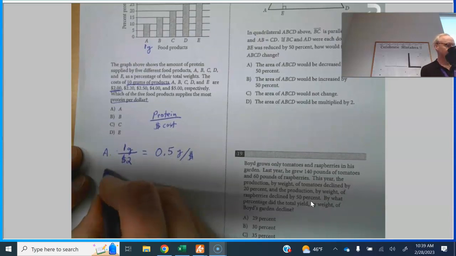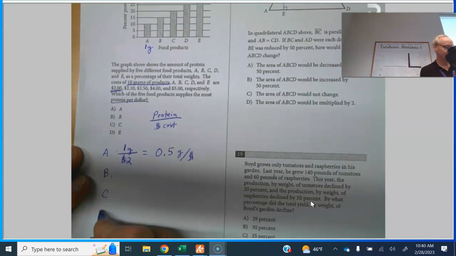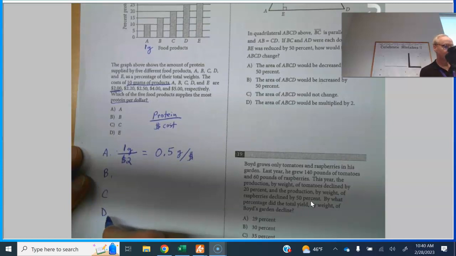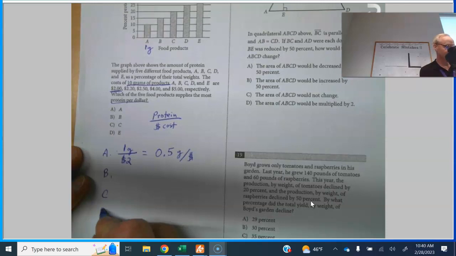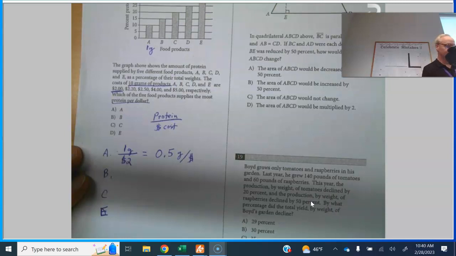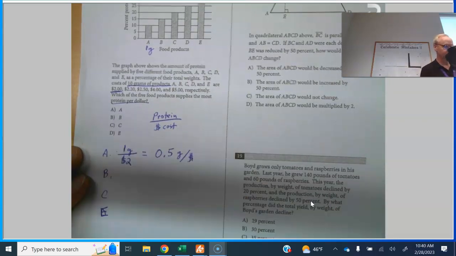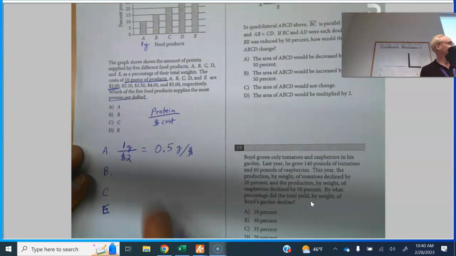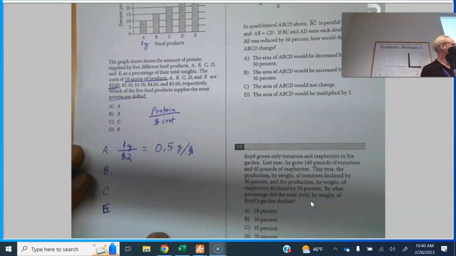Now, do the exact same thing for B and C and D. D, you don't even have to do, it says, because it doesn't even include it. It only does to E. We could do D, but it didn't give us that as a choice. So make sure you guys finish this on your own.